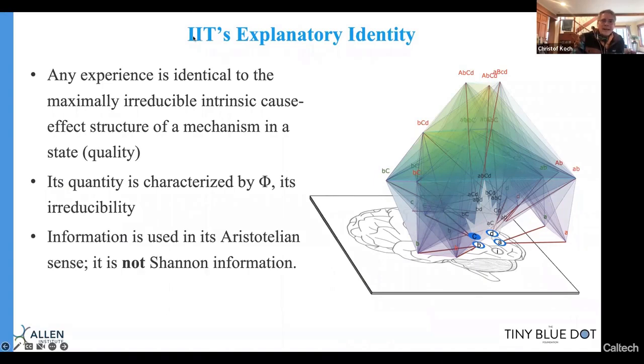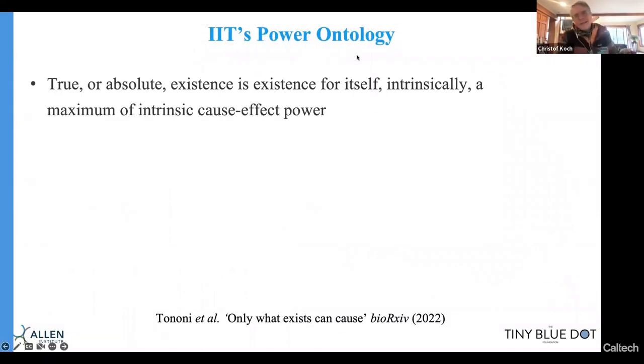Notice here, information in IIT is not Shannon information that's sent over a channel from A to B. It's sort of the Aristotelian notion, informare, to give form to. It's really much closer to Aristotelian thinking about form. IIT has this very explicit ontology, I should say. It's rare to find that in science.